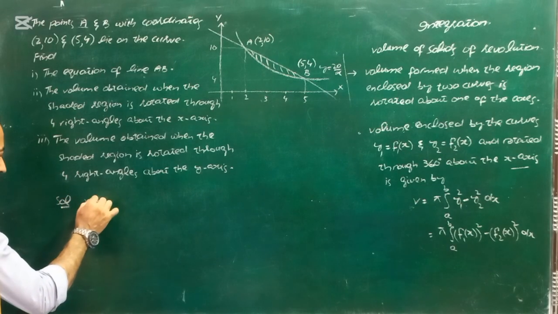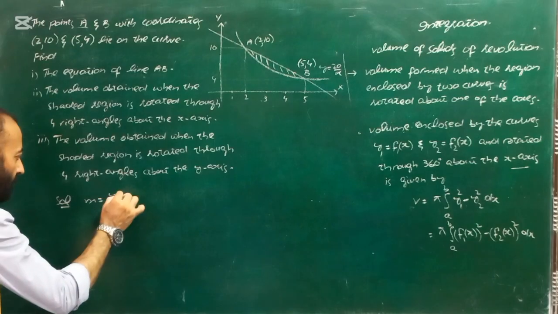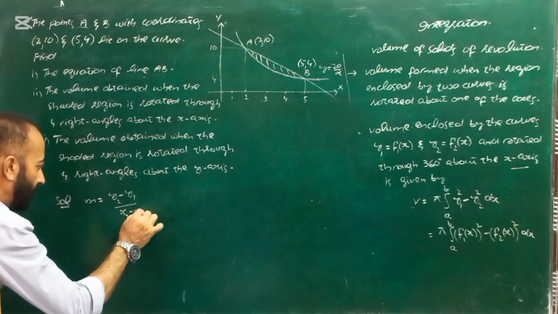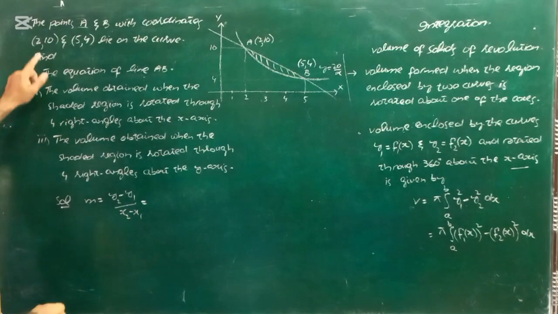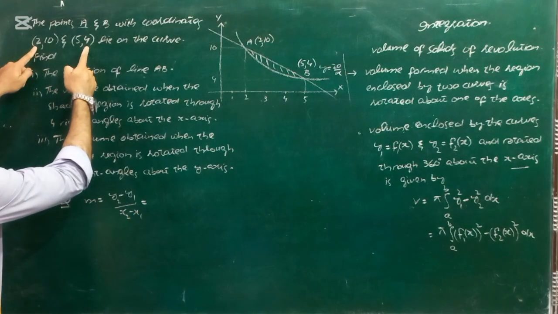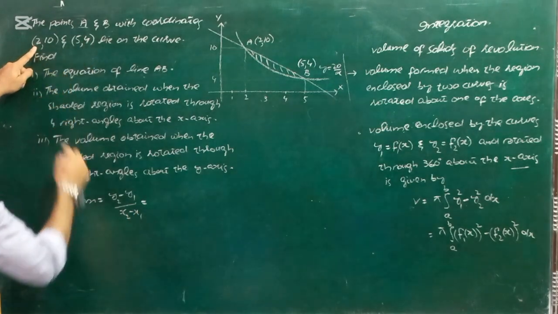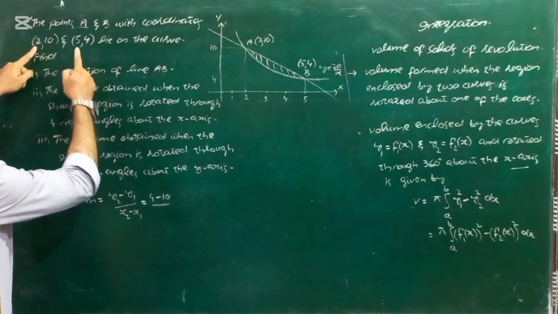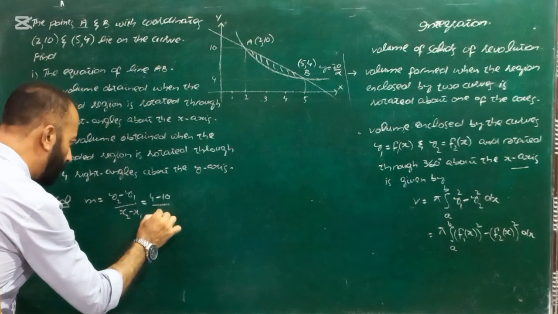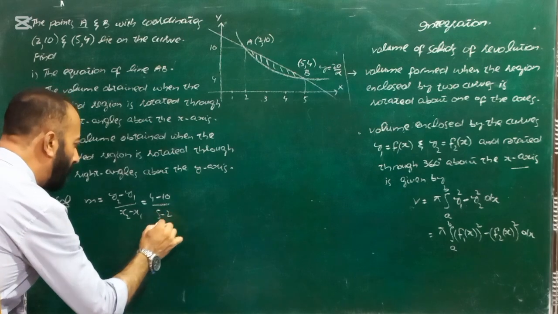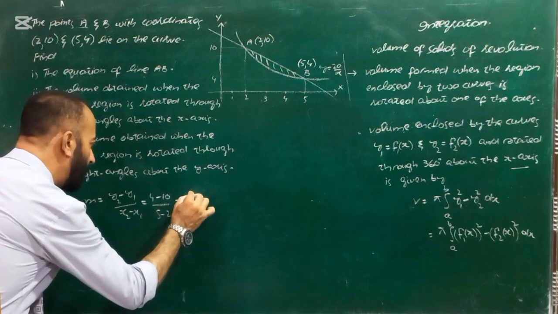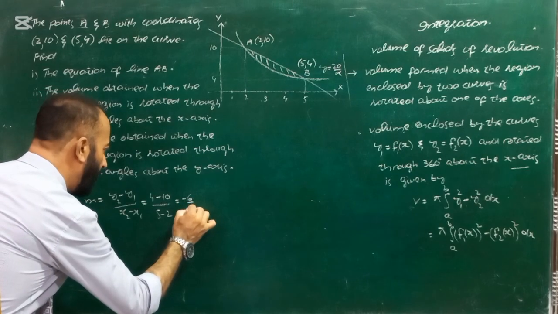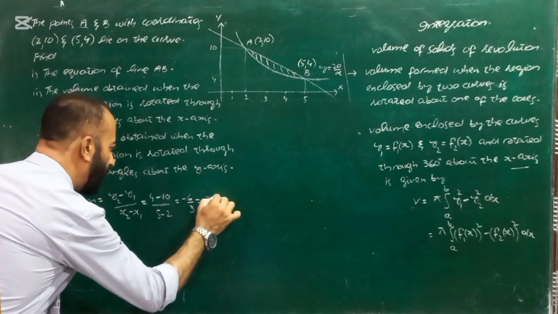So first we will find the gradient. Formula will be y2 minus y1 over x2 minus x1. From here, this is x1, y1, this is x2, y2. So 4 minus 10 over 5 minus 2. And from here you can see minus 6 by 3, and the gradient is minus 2.